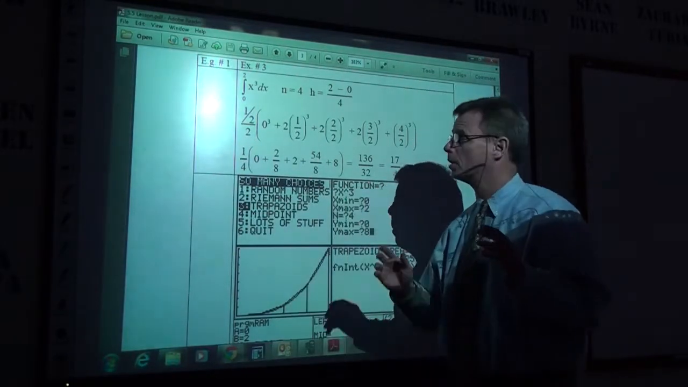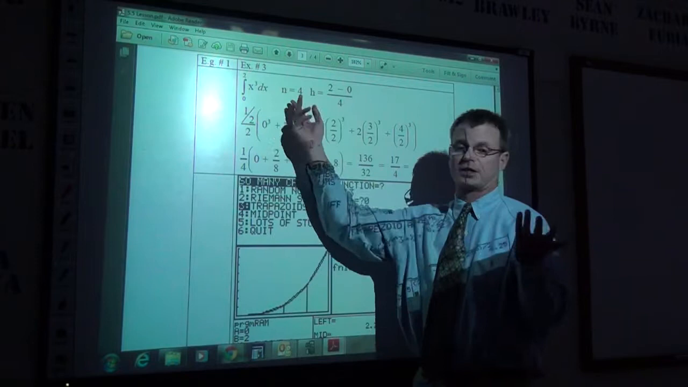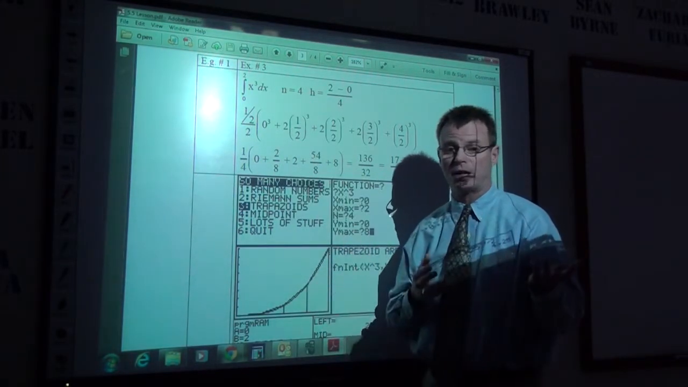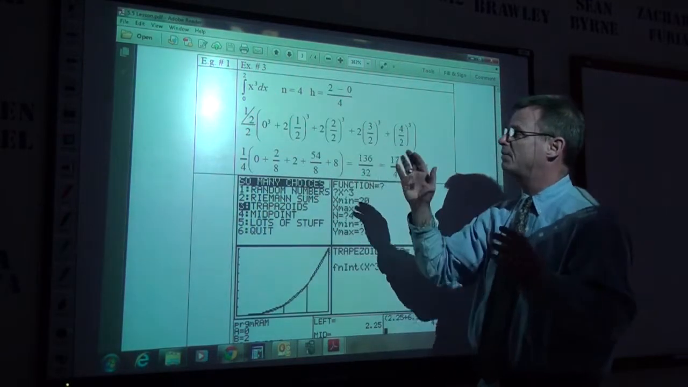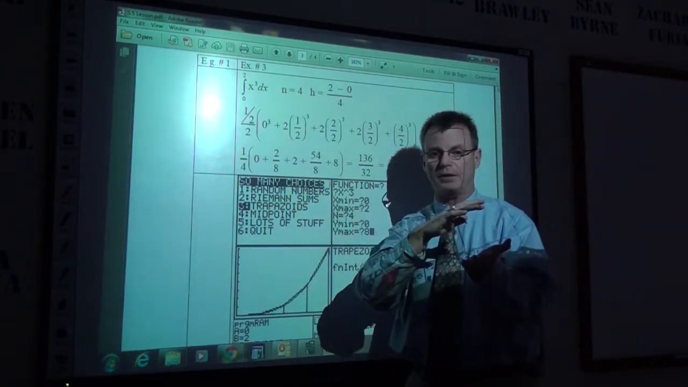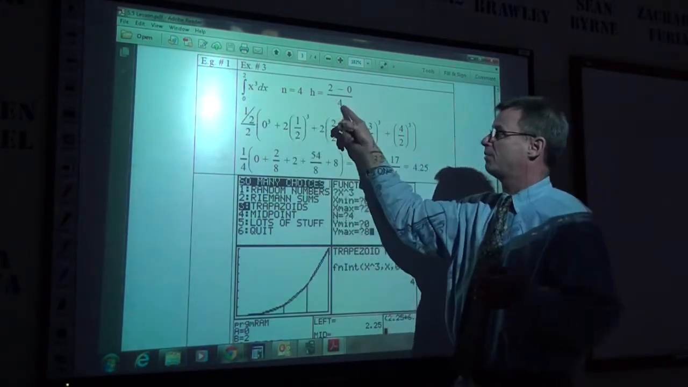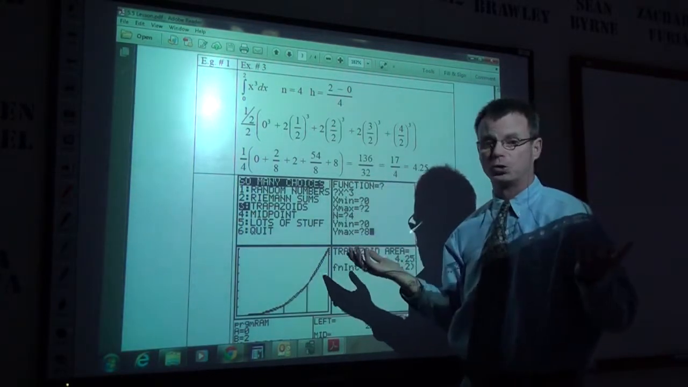Okay, so exercise 3 is the same problem as example 1, except instead of x squared, it's x cubed. There's still 4 partitions, except that we're integrating it from 0 to 2. So the height of each trapezoid, when you turn it on its side, is going to be the distance from 0 to 2 divided by 4 subintervals, which was given. So the height of each trapezoid is 1/2.